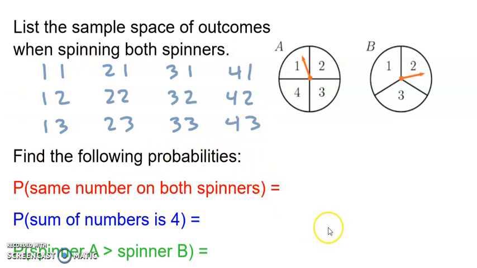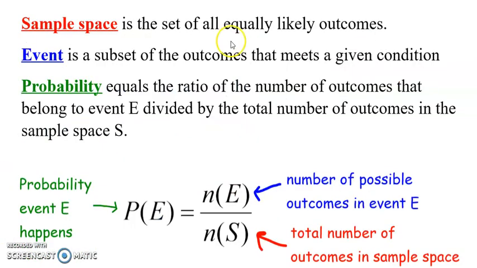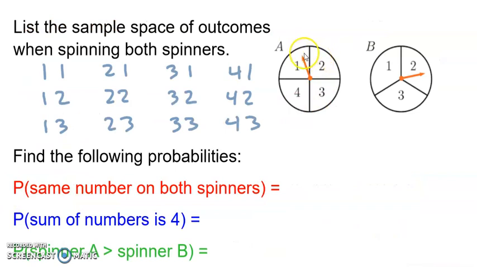So we want to find the probability that we are going to get the same number on both spinners. Now, as I look at the probability here, recall that we talked about the sample space being the set of all equally likely outcomes. So in our spinner example, we are equally likely to get any of these 4 numbers in spinner A and equally likely to get any of these 3 numbers in spinner B. So all of these outcomes are equally likely to happen. So that doesn't affect anything that we do with our probability down below.